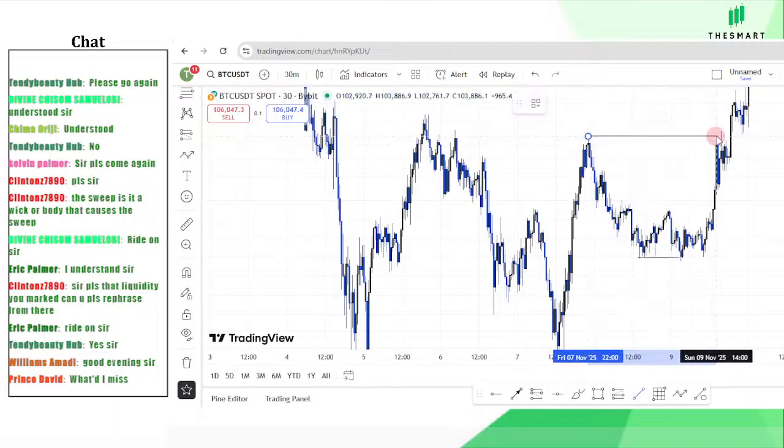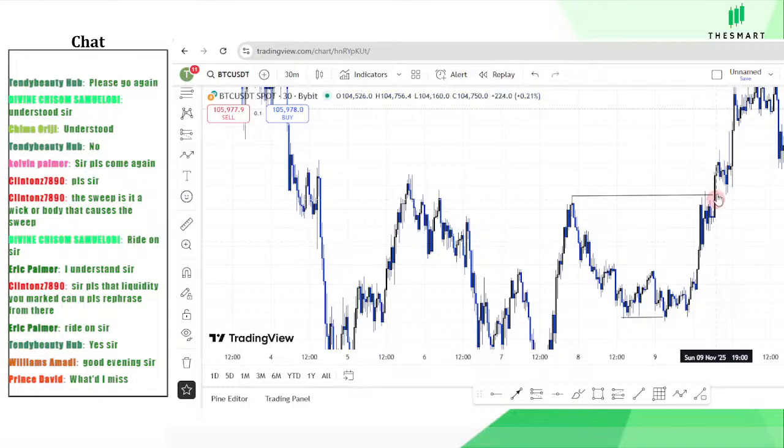look at this one. This wick here, this candle is a liquidity sweep. But if it closes with the body like this, what we call it is a runoff of liquidity. No longer a sweep. This one is a runoff because the market continued to the upside.